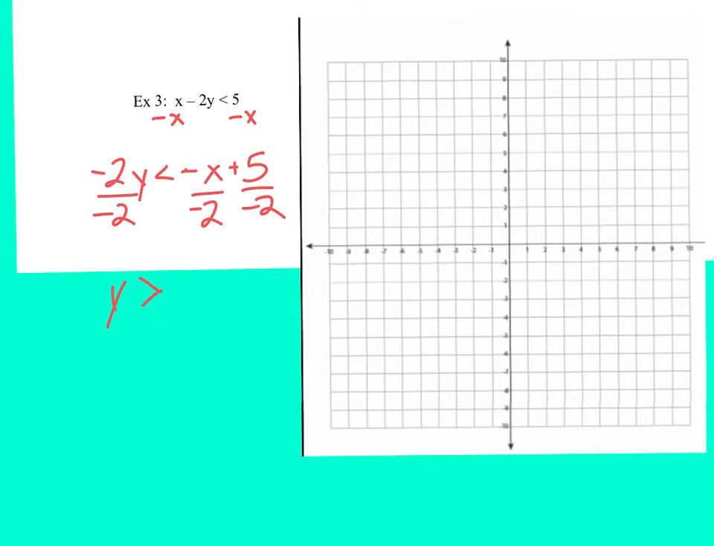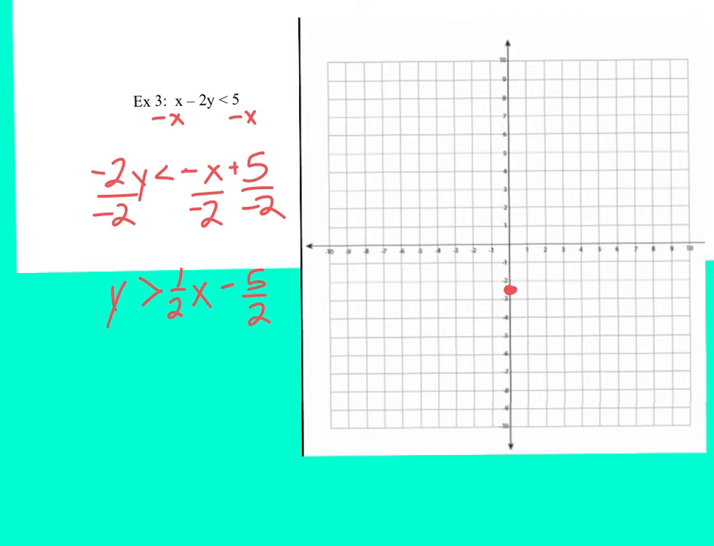Negative 1 over negative 2. What happens there? Yep, it becomes positive, so this would just be x over 2 or 1/2 x. You could also leave it as a decimal, 0.5. And then 5 divided by negative 2. Do we want to use a decimal or just a fraction? Fraction. So just leave it as negative 5/2, which would be negative 2.5, right? Okay. So to plot that, negative 2.5 would be between what 2 numbers on the y-axis? Negative 2 and negative 3.